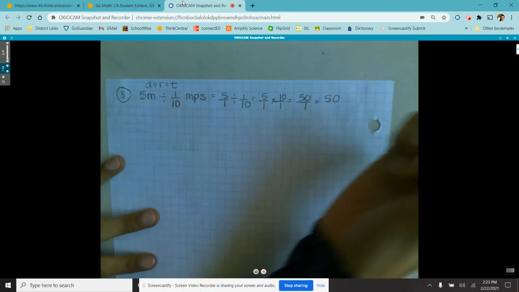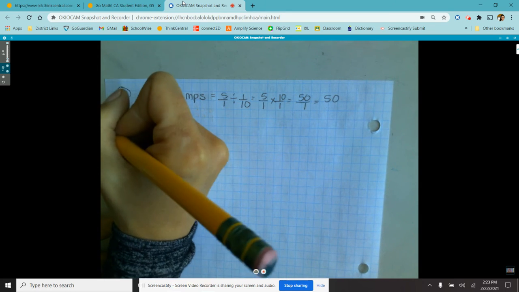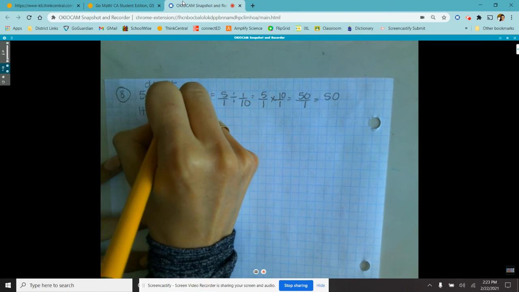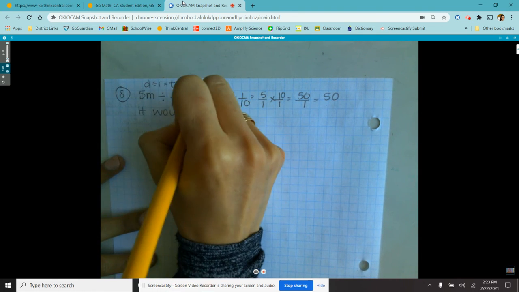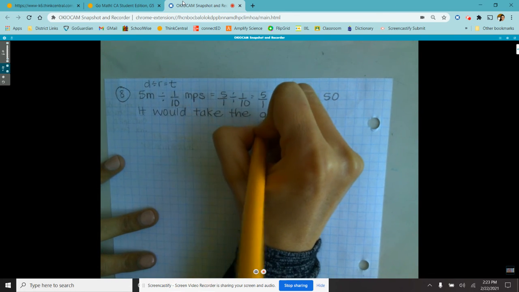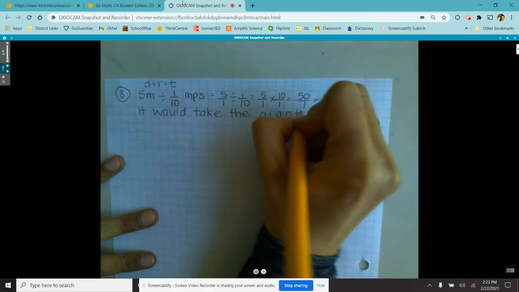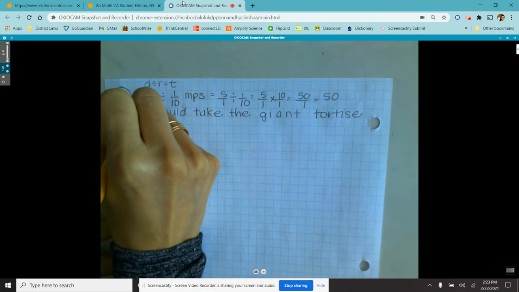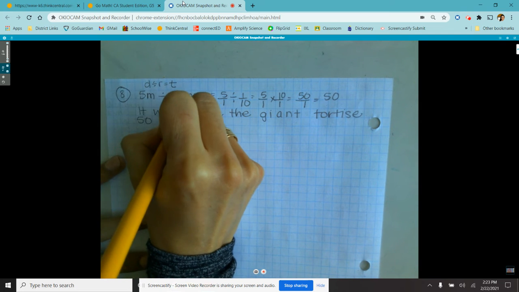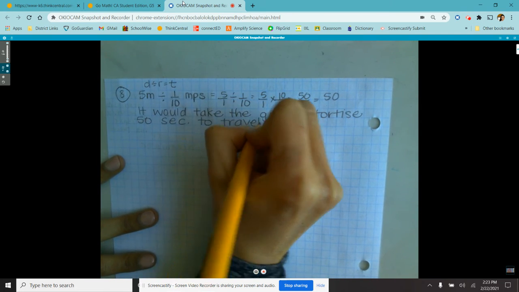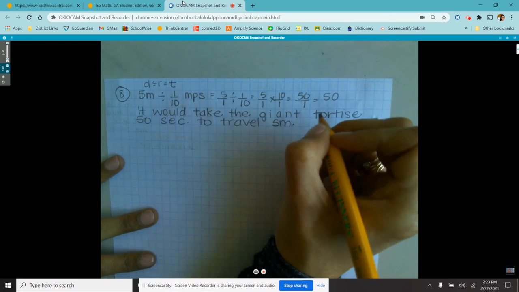So what does 50 mean? 50 means, and all of this would go in the box because it says show your work. It would take the giant tortoise 50 seconds to travel 5 meters.